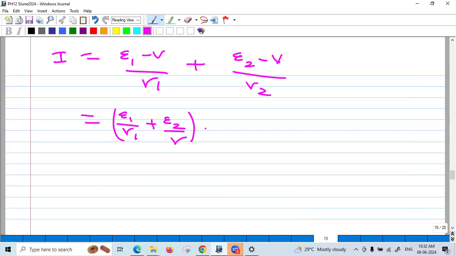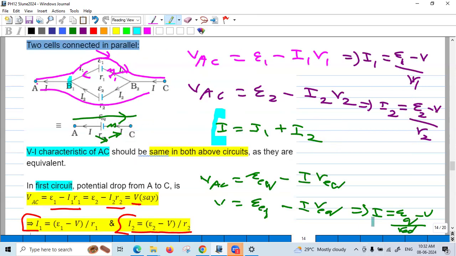And then the minus sign, let me take it outside. It will become 1 by R1 plus 1 by R2 into V. This is the original circuit. So this is the VI relation of that circuit. This is the I here, and the V here. And for the equivalent circuit, the VI relation is this one. I can stop here. This is the VI relation of the equivalent circuit.